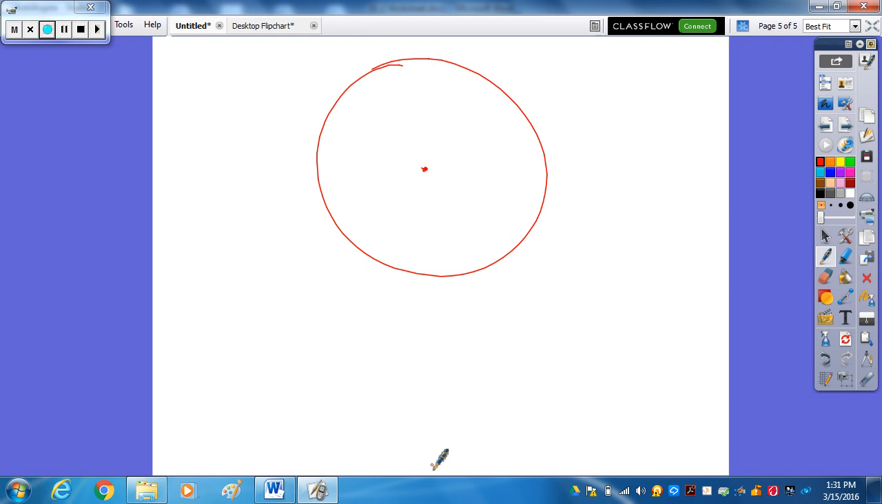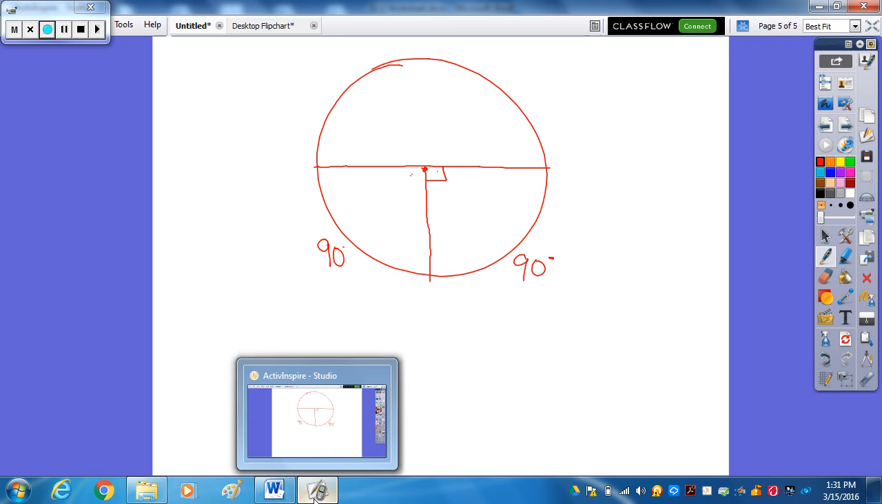I can put these in two separate circles. I'm just going to work with one. But let's say I draw a diameter all the way across here, okay? And I'm going to go back to what we started the lesson with, a 90-degree angle. If I know that this angle is 90 degrees, then this angle also has to be 90 degrees, and the arcs have to be 90 degrees as well.